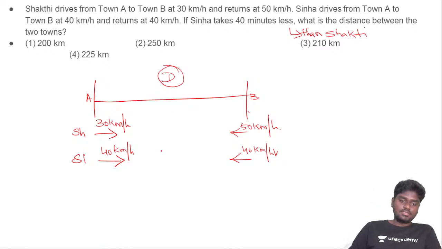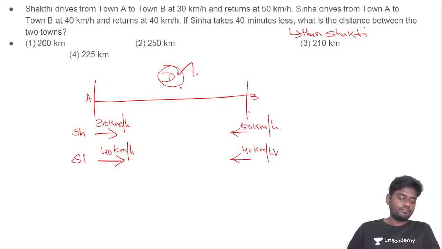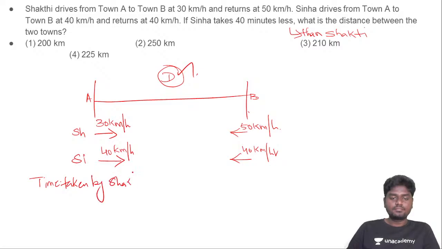So let me try to do this. Listen very carefully. If I take the distance to be D from A to B, what is the time taken by Shakti? Time is distance by speed, right? So D by 30 plus D by 50. This is the time taken by Shakti.